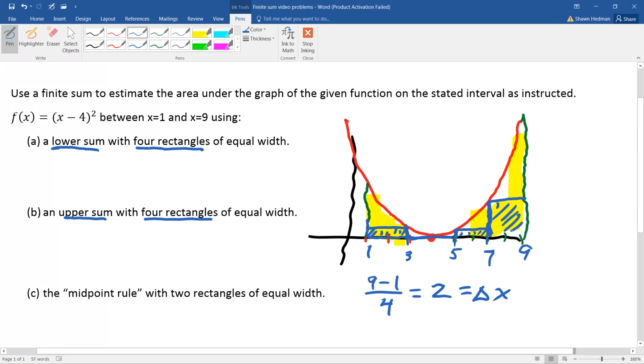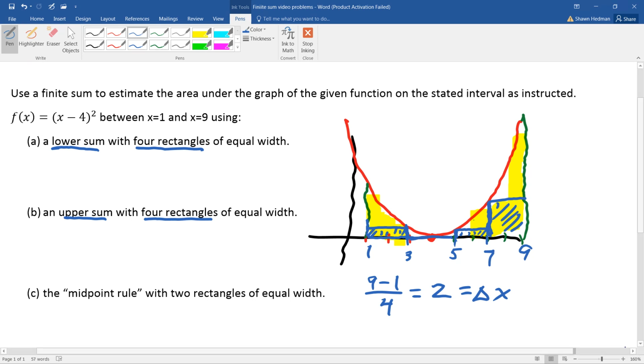To estimate the area of the yellow shaded region, we're going to add up the areas of these 4 rectangles. The formula for the area of a rectangle is base times height. We can find the area of each one of these if we know the heights, and the heights are going to be determined by the function. So in order to compute this, I have to know what f(3), f(5), and f(7) are, and we can plug those into the function. For example, f(7) = (7 − 4)², that's going to be a height of 9.